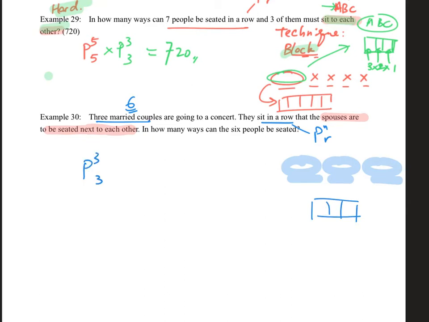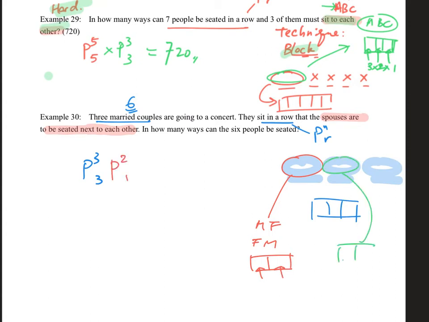Now in each couple, you have male-female or female-male, or you can consider them as putting in two boxes, so 2 times 1. So each couple is 2P1, and the next couple is the same, so you have to rearrange the position of them. Another 2P1, and for the last couple you also have 2P1. So it helps you to get the answer 48 for this example.